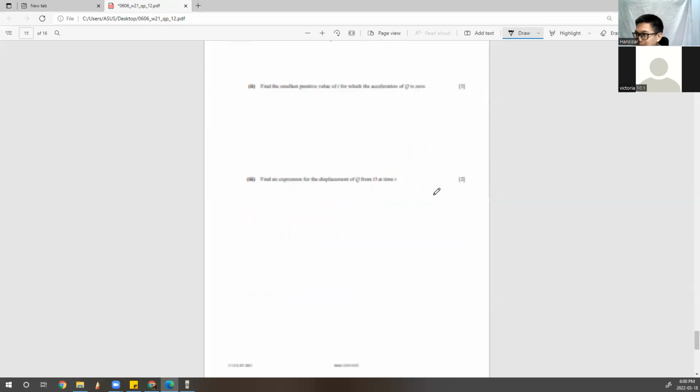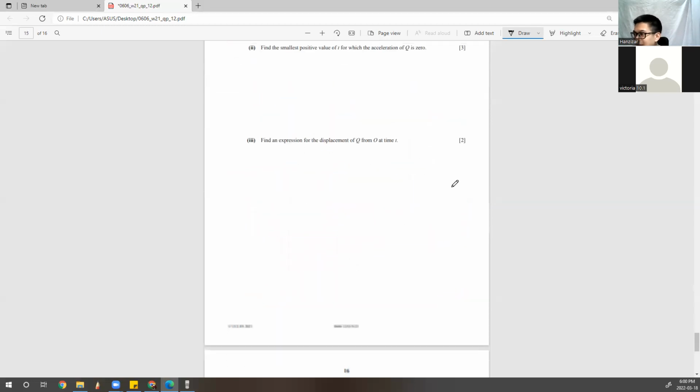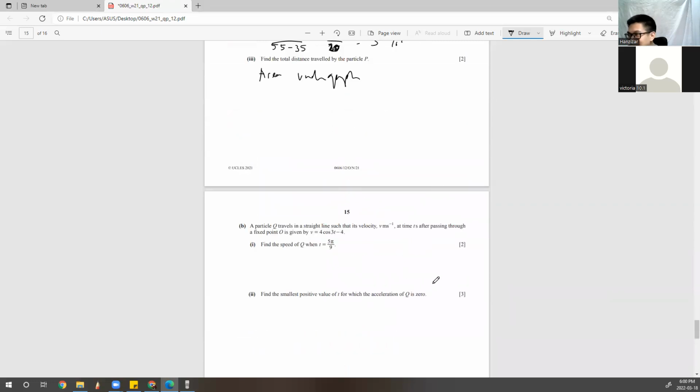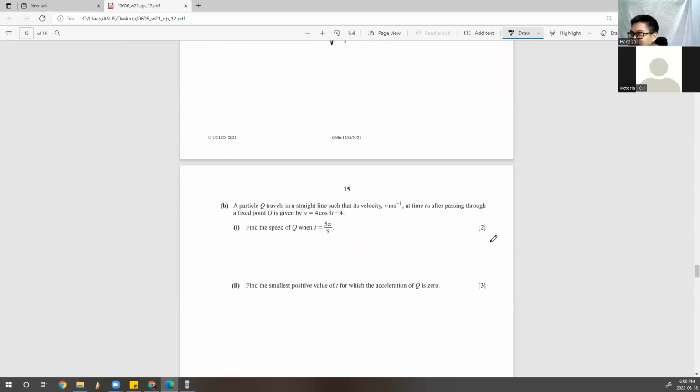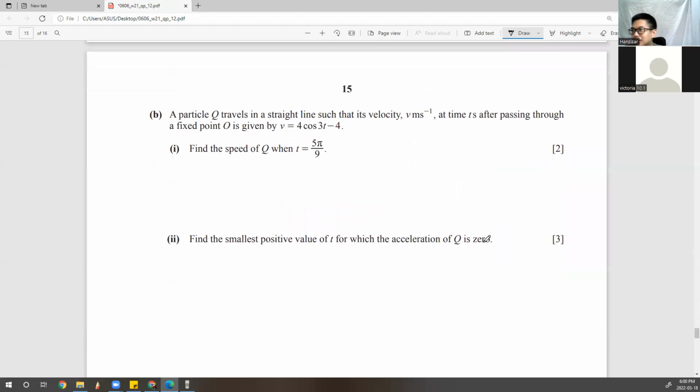Okay, one more, but time's up. I have another student. Okay, find the speed. Okay, this is the speed, right? So just insert v equals 4 times cos 3 times 5 pi over 9, right? 5 pi over 9, and then minus 4. Don't forget to use radians. You get the idea? You just calculate.